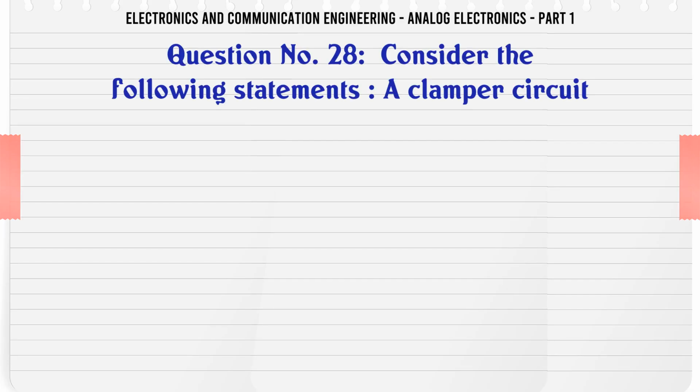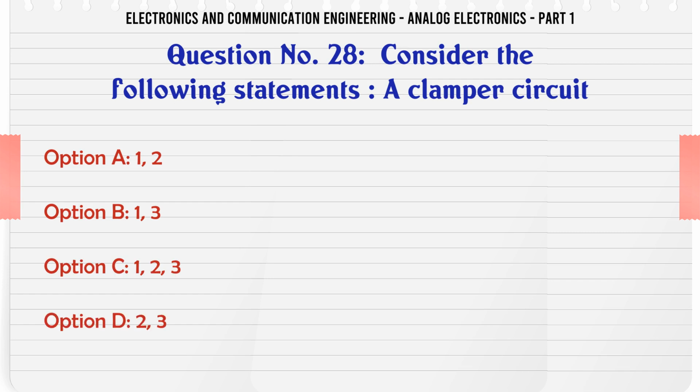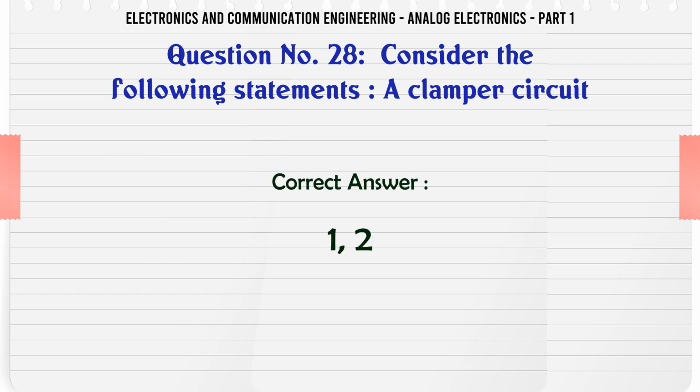Consider the following statements about a clamper circuit. A. 1 and 2, B. 1 and 3, C. 1, 2 and 3, D. 2 and 3. The correct answer is 1 and 2.